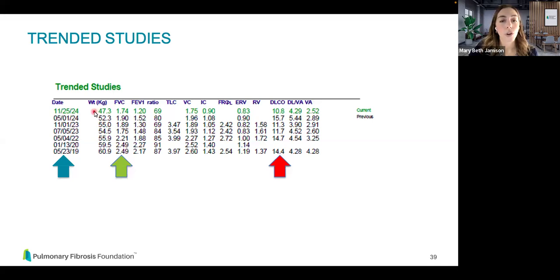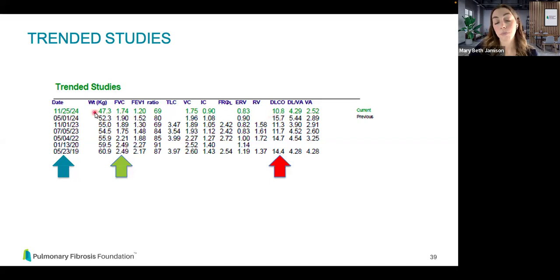So if we're looking at this example here, we're looking at our date. In May of 2019, we had an FVC of 2.49 and a DLCO of 14, and we're going to go up. So we're looking at the change over time, and it stays about the same when they do it the next time. And then you can see it start to gradually decline. And then in our DLCO, you can see a pretty big drop.